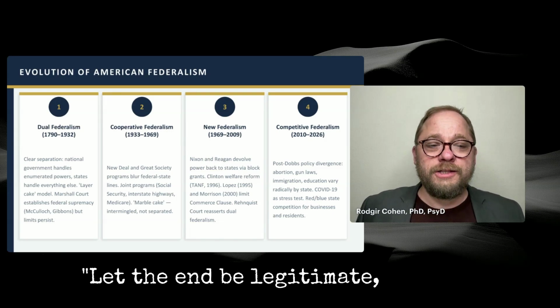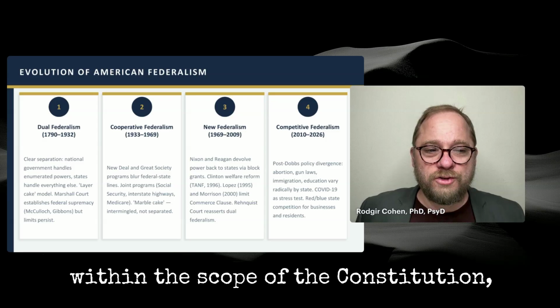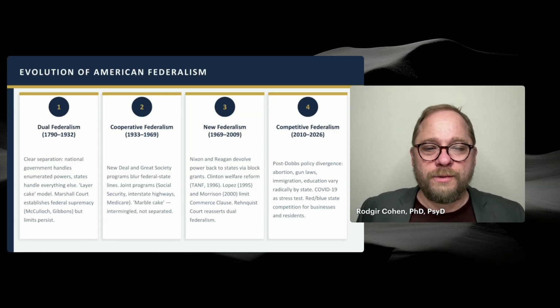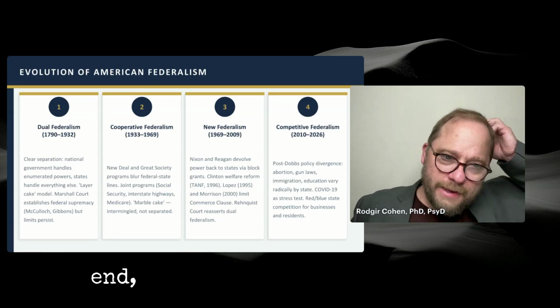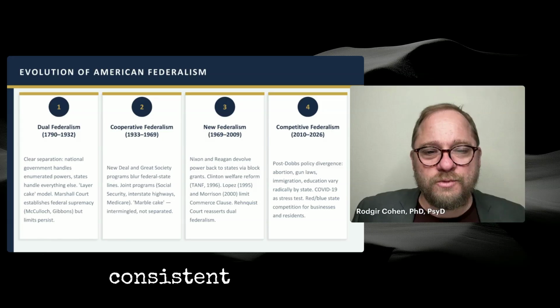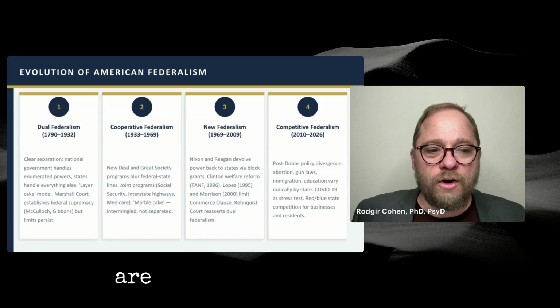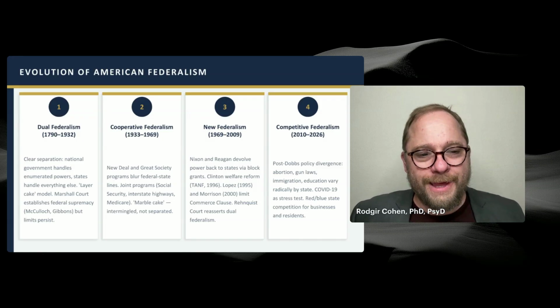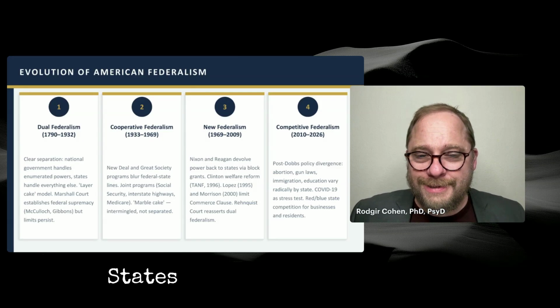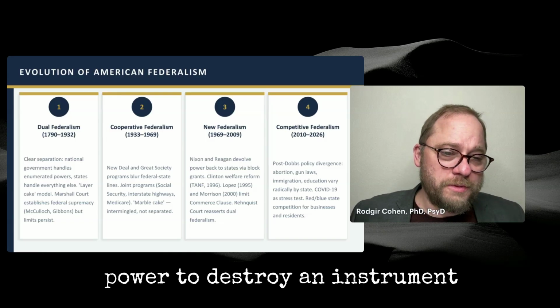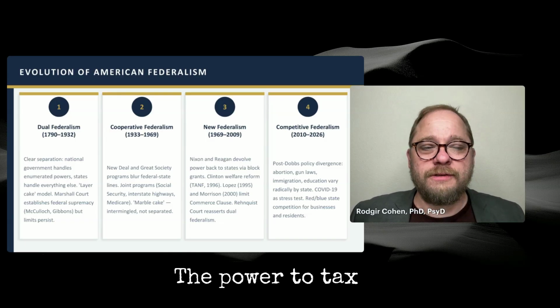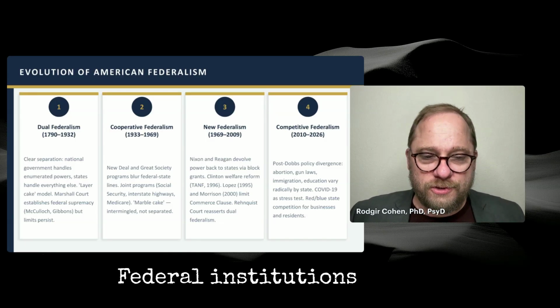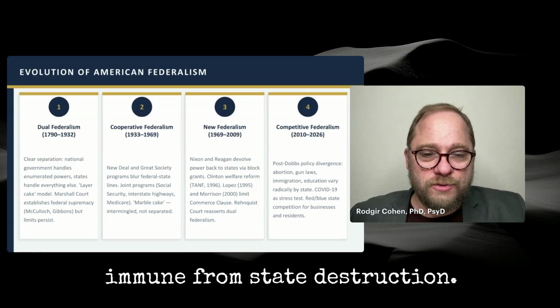Let the end be legitimate, let it be within the scope of the Constitution, and all means which are appropriate, which are plainly adopted to that end, which are not prohibited but consistent with the letter and the spirit of the Constitution, are constitutional, it reads. Second, federal supremacy. States cannot use their taxing power to destroy any instrument of the federal government. The power to tax is the power to destroy. Federal institutions must be immune from state destruction.